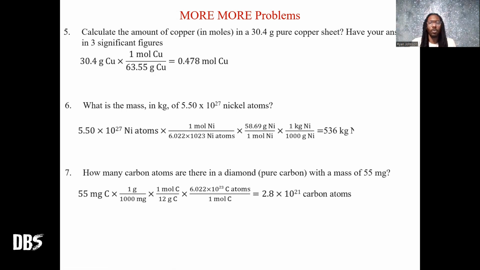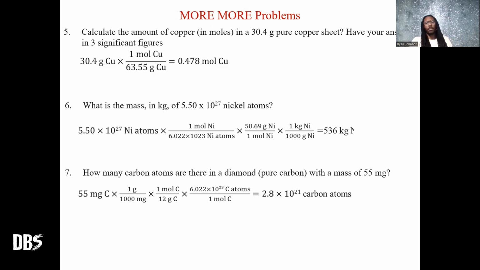So how do I go from moles to atoms? Last thing, using Avogadro's number, 6.022 times 10 to the 23 carbon atoms, which we see here. Guess what happens to my moles? They cancel out. Dimensional analysis, y'all. It's all about canceling out units. So I do my math, and what I'm going to see here is that I get 2.8 times 10 to the 21 carbon atoms.